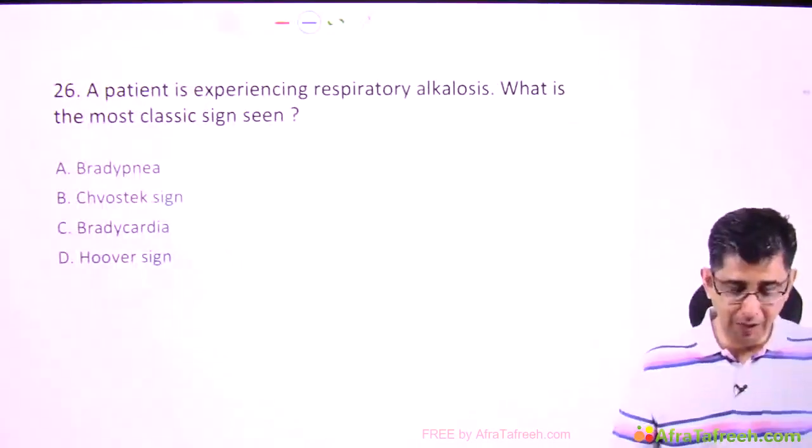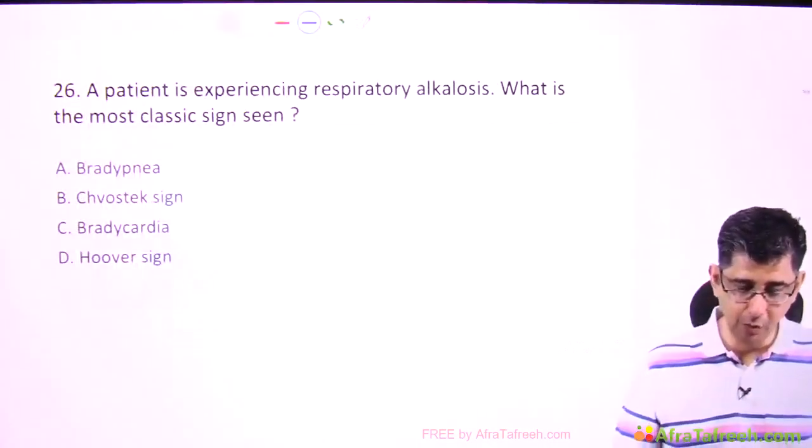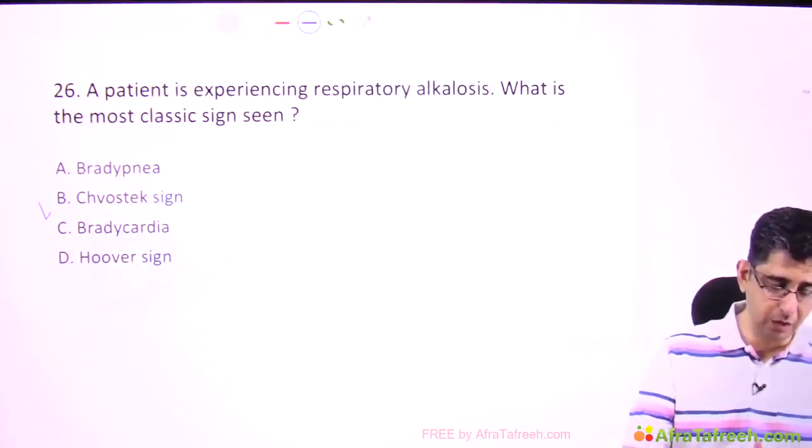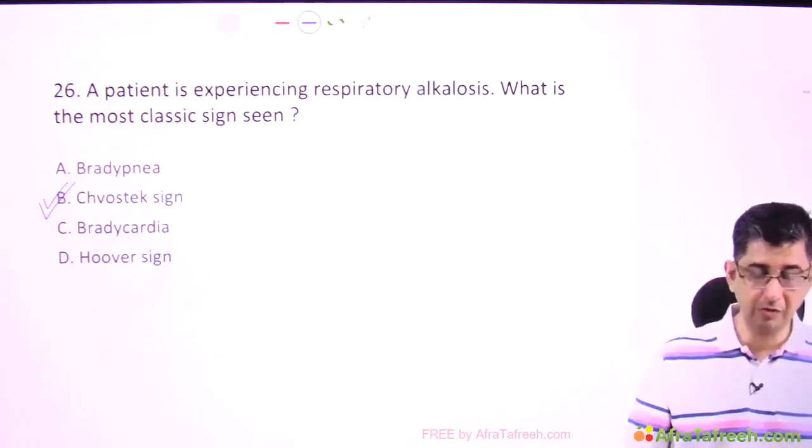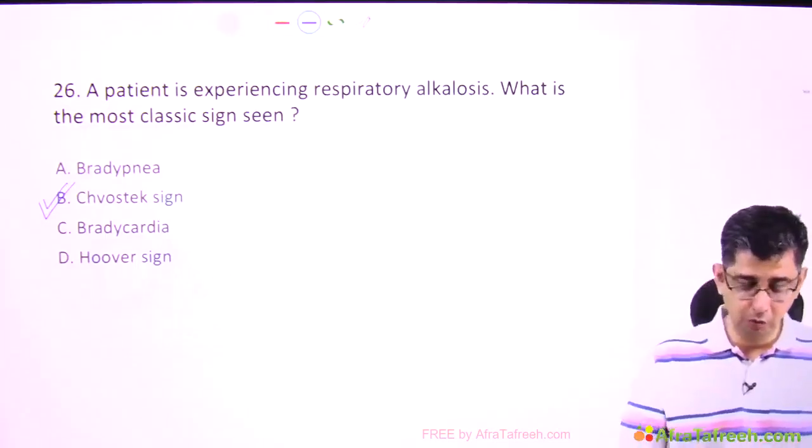A patient is experiencing respiratory alkalosis. What is the classical sign seen? The sign of tetany would be Chvostek's sign developing in the patient. There would be stridor in the patient. Well, what is Hoover sign?